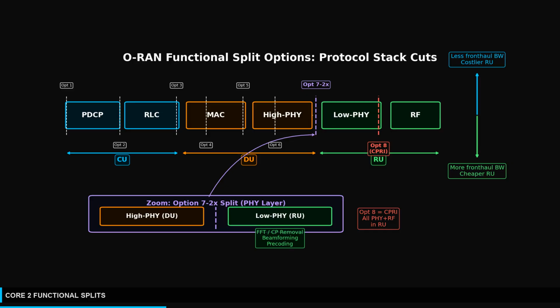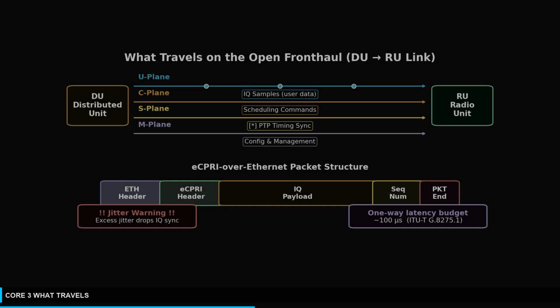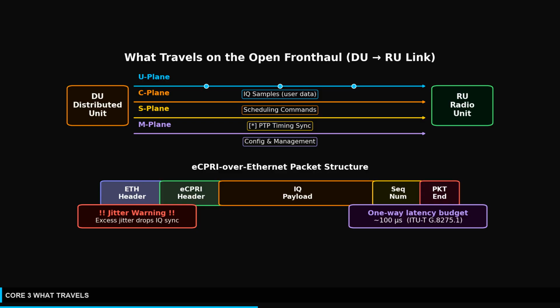That is the entire reason this split exists. So what actually travels across the Open Fronthaul interface? The O-RAN spec defines 4 planes: user plane, control plane, synchronization plane, and management plane. U-plane carries the frequency domain IQ samples, the actual user data. C-plane tells the radio what to do with that data, which resource blocks, which beams, which symbols. The two are tightly coupled and time-sensitive.